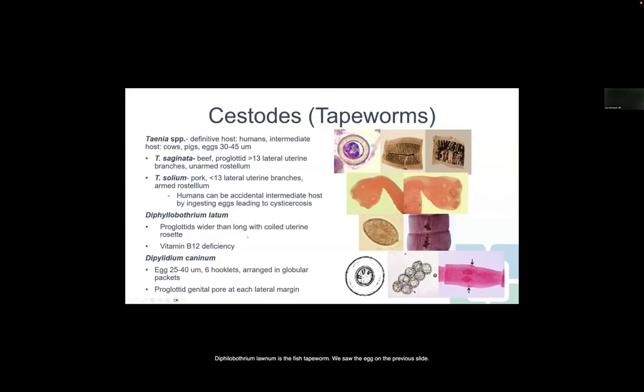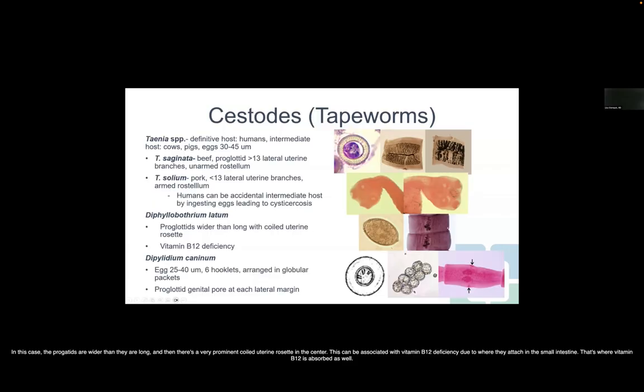Diphyllobothrium latum is the fish tapeworm. We saw the egg on the previous slide. In this case, the proglottids are wider than they are long, and then there's a very prominent coiled uterine rosette in the center. This can be associated with vitamin B12 deficiency due to where they attach in the small intestine. That's where vitamin B12 is absorbed as well.